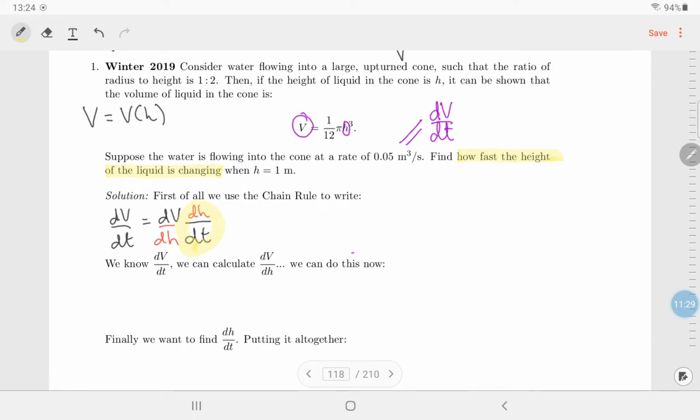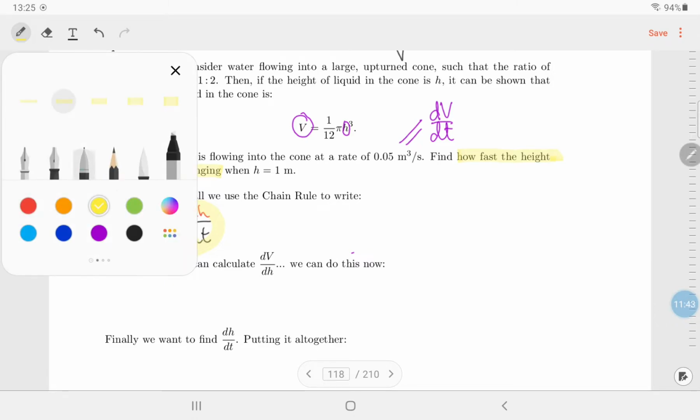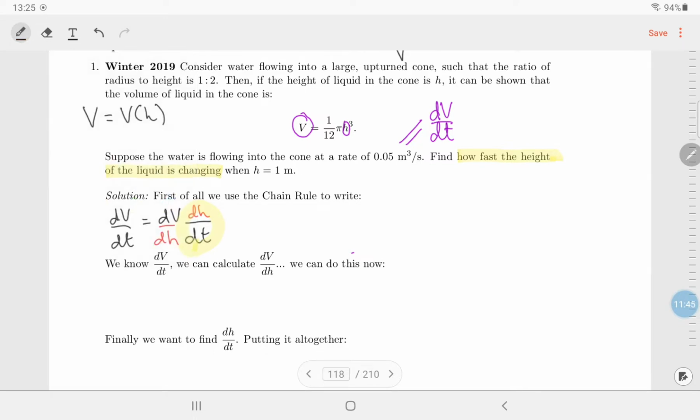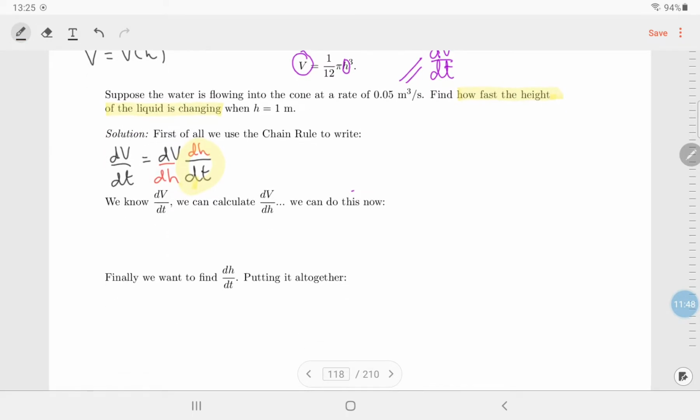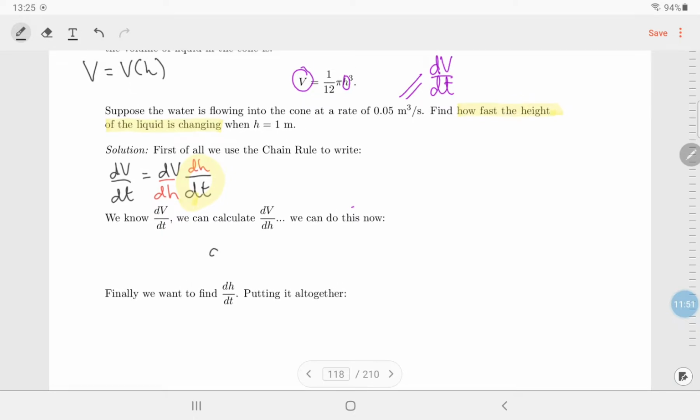Okay, so the thing is, we know dV/dt because it's given in the question, and we can calculate dV/dh. That's the derivative of volume with respect to h, but we can do that because we know the relationship between volume and height. So let's differentiate volume with respect to height. I've got 1/12 π h cubed. Now what I recommend is we fix the constant 1/12 π, and then the derivative of h cubed is 3h squared. Now you can simplify that a little if you want, but we don't really need to.